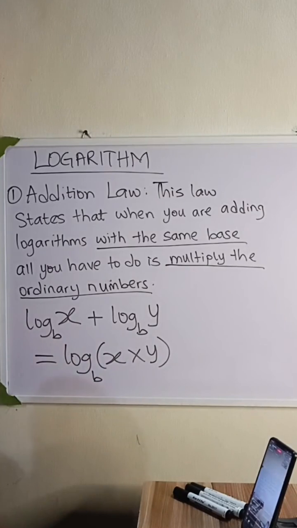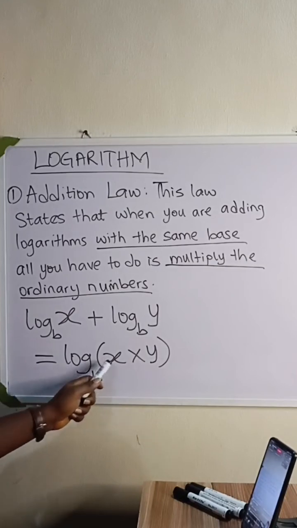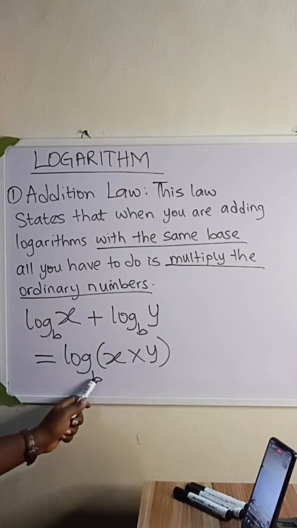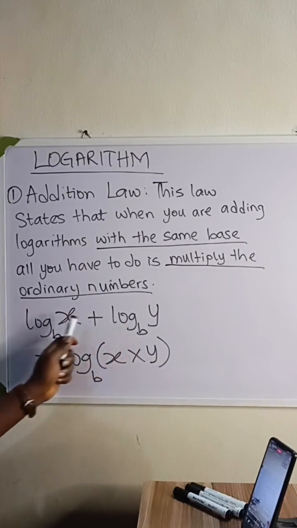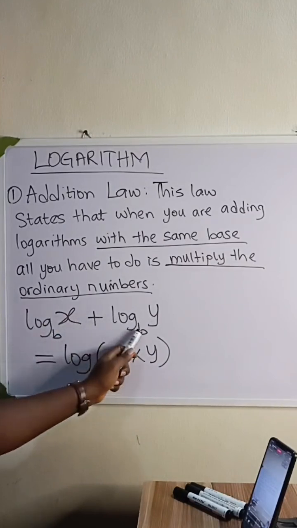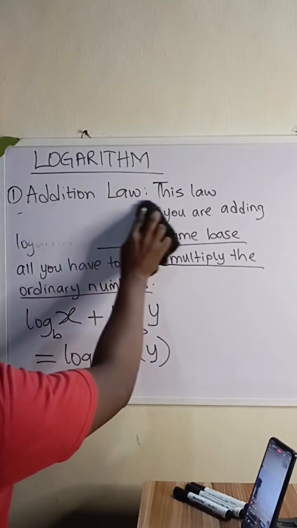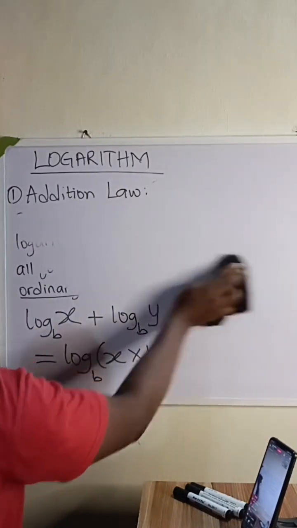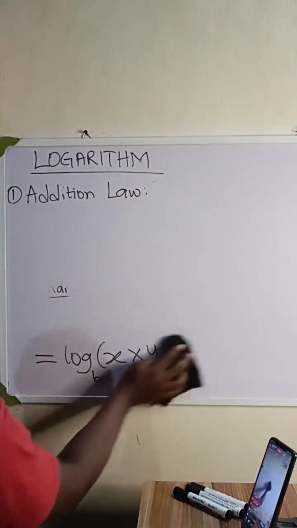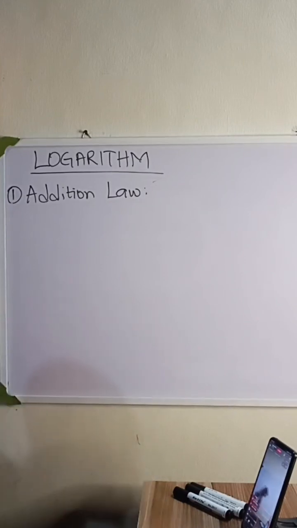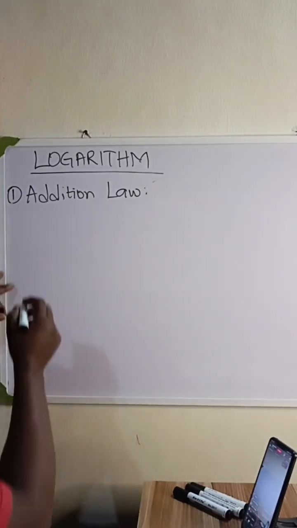Okay? So this is one of the rules we need to follow when working with logarithms. So log x multiplied by y base b is the result of adding these two logarithms that have the same base. So we're going to look at an example. So let's look at some examples. Before we look at some examples, let's rewrite what we had at the bottom.